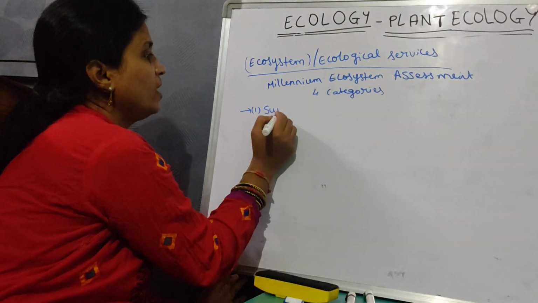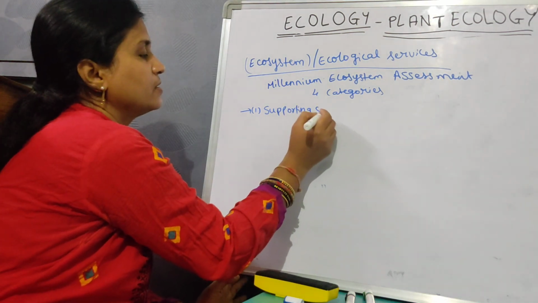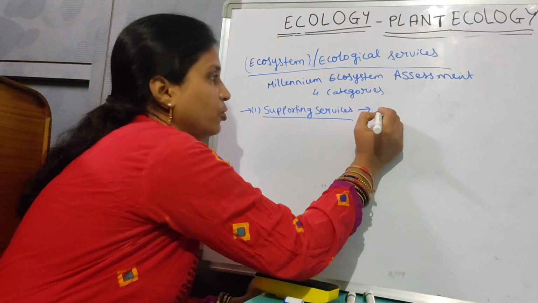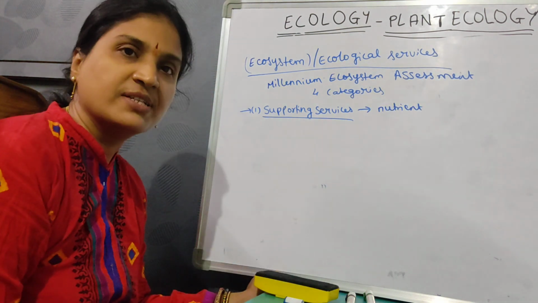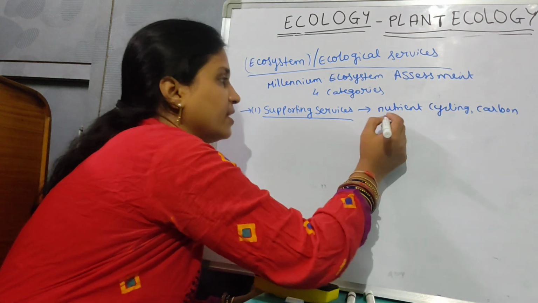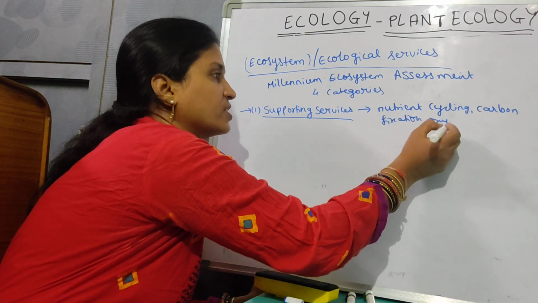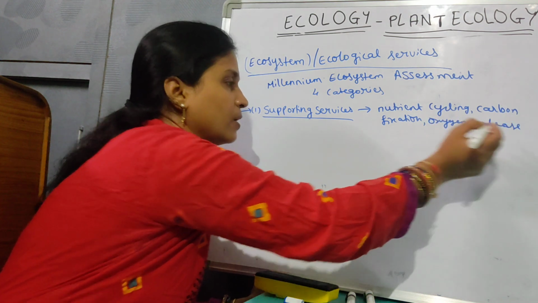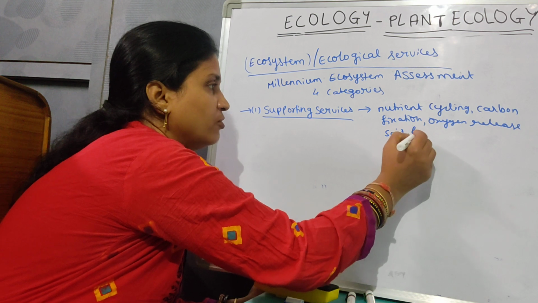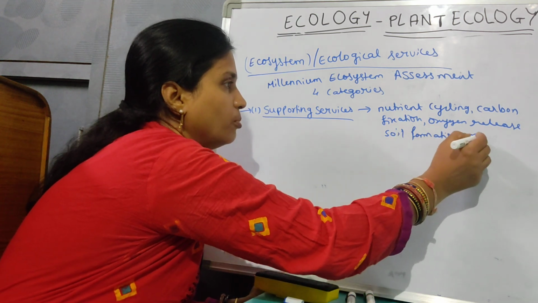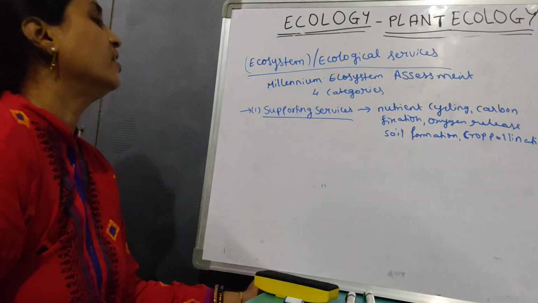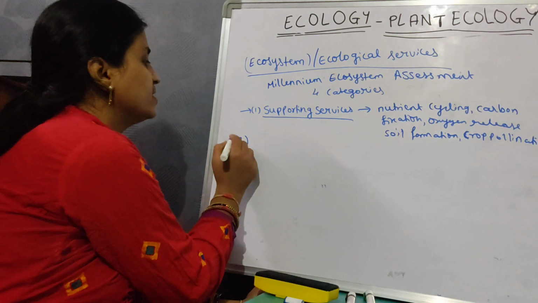The first one is supporting ecological services, which support life on the earth, such as nutrient cycling, phosphorus cycling, carbon cycling, oxygen cycling, carbon fixation, oxygen release, soil formation, and crop pollination. All of these come under the supporting services, supporting the biotic factors on the earth.